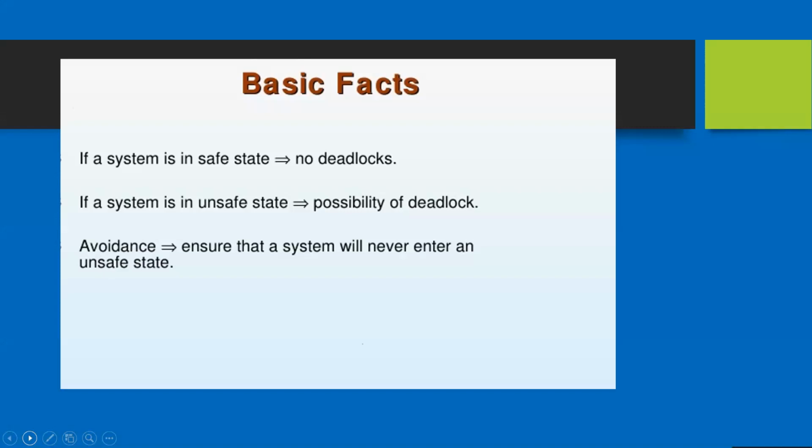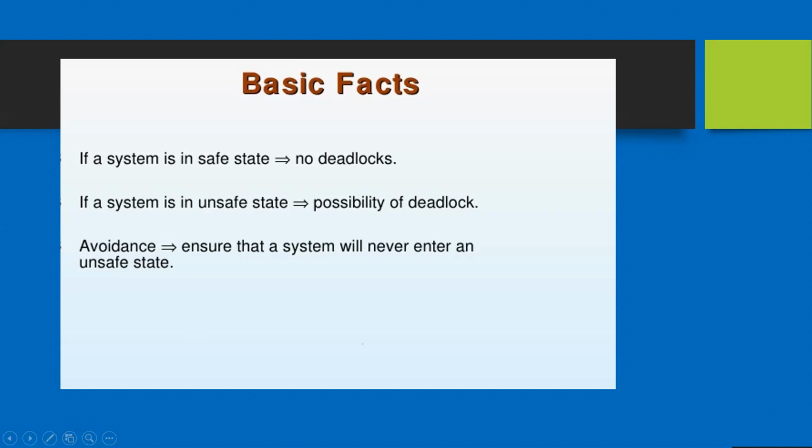So here there are three conditions. One, when the system is in a safe state, there is no deadlock. Second, when the system is in an unsafe state, it means there is a possibility of deadlock. And third is deadlock avoidance, taking precautions and measures so that the deadlock situation is avoided.